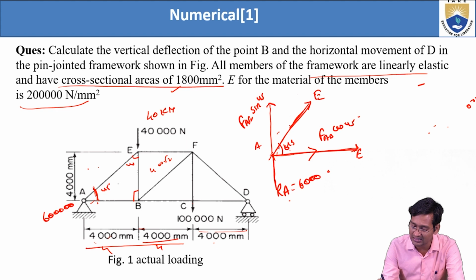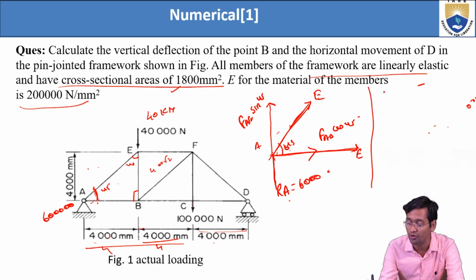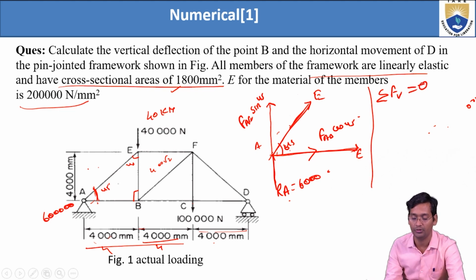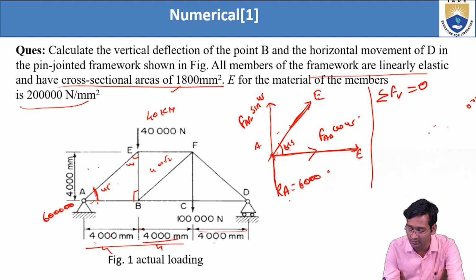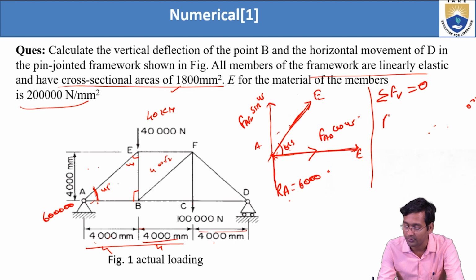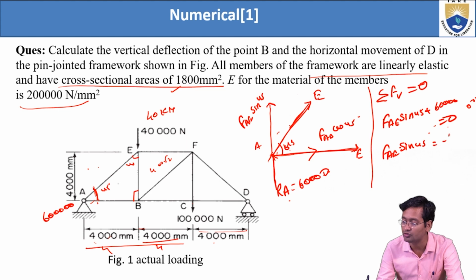Now from here you can see I'm just taking the vertical first. So for the equilibrium, sigma F vertical equals what? It must be equal to 0. Right? So sum of all, just see these two are acting in the same direction, just upward. So here, F AE sine 45, plus 60,000, that equals 0. So from here, F AE sine 45 equals minus 60,000.